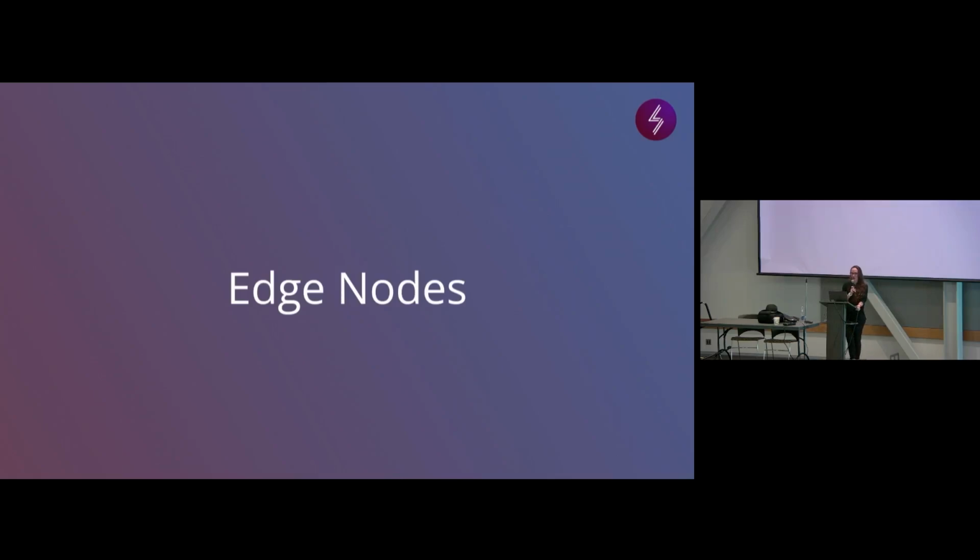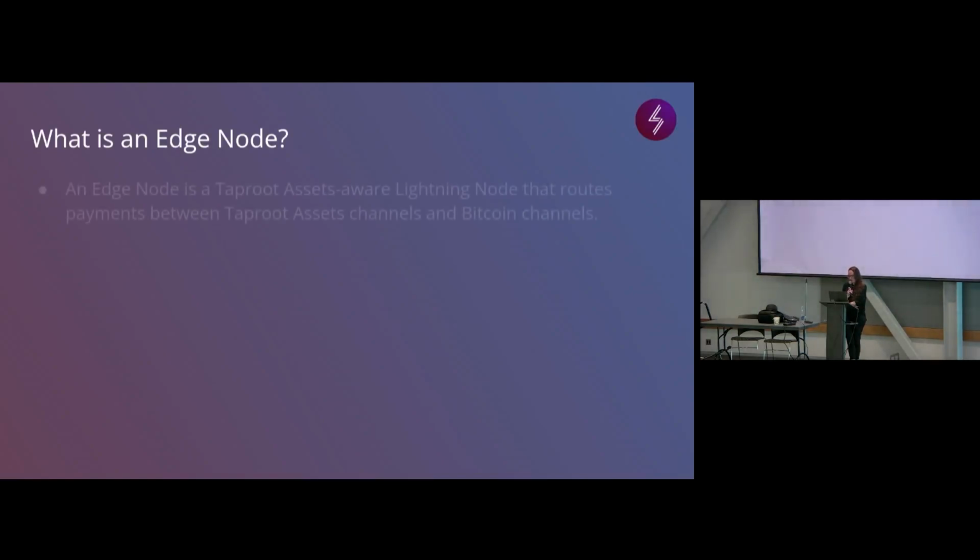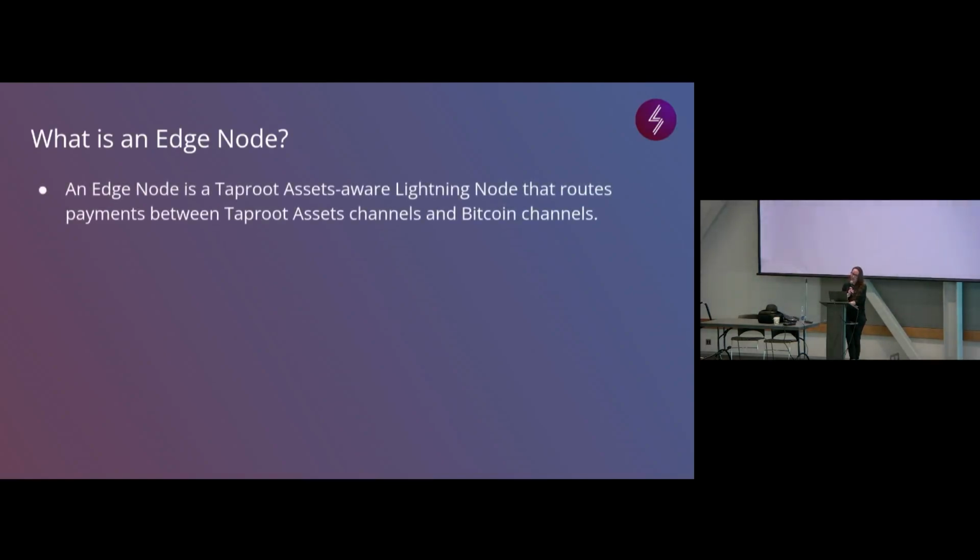If you have any questions about this, now we're really going to get in depth with how that whole process works. All right, what is an edge node? An edge node is a Taproot asset aware Lightning node that routes payments between Taproot assets channels and Bitcoin channels. Okay, we know that.